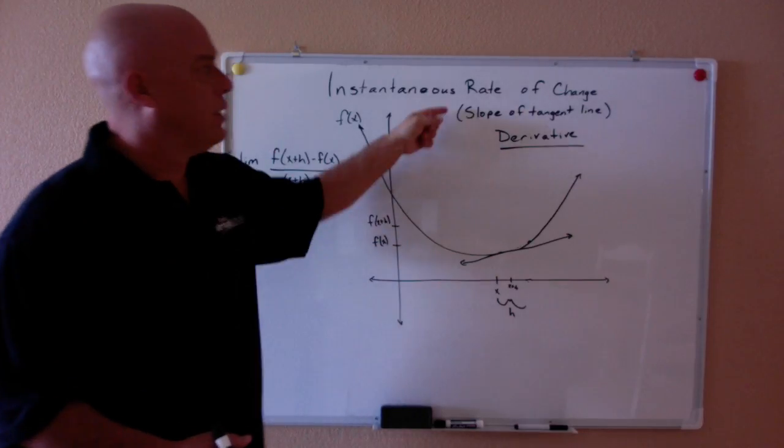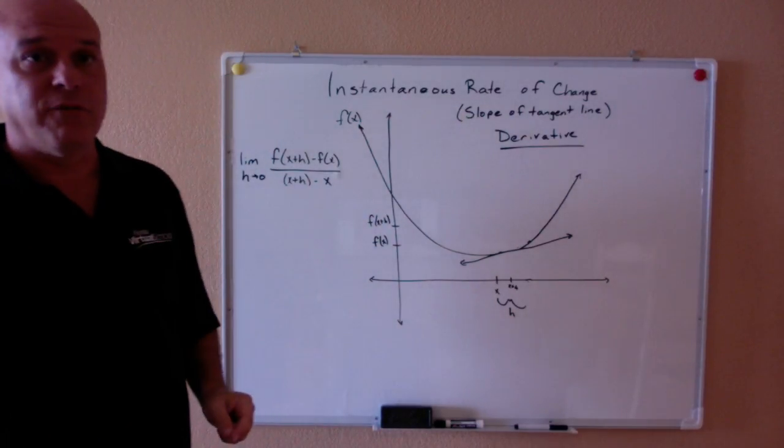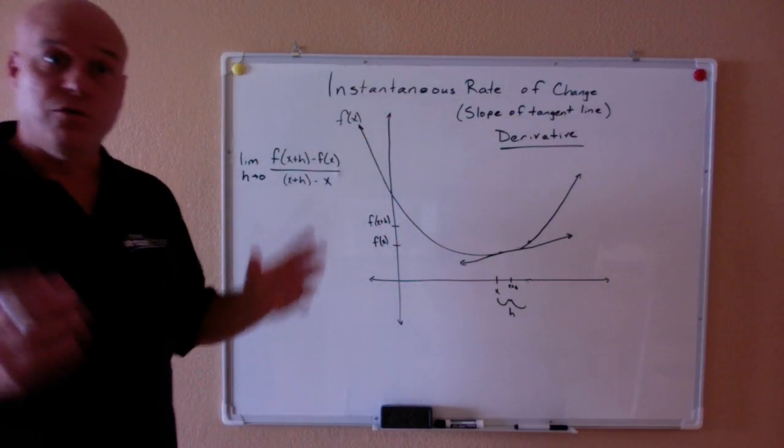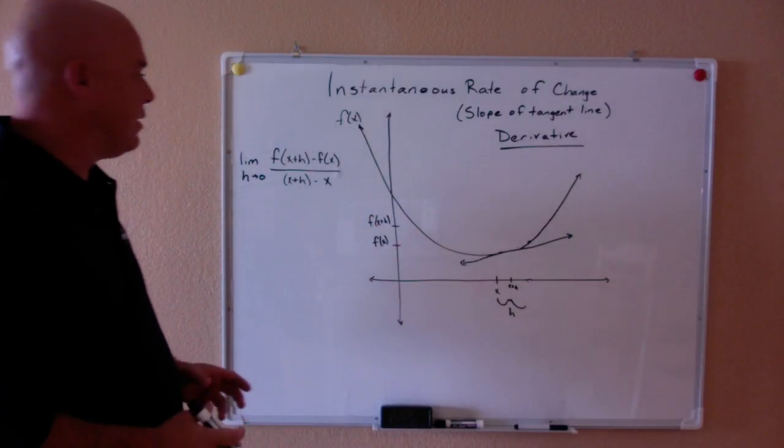If you see derivative, think slope of the tangent line and instantaneous rate of change. If you see instantaneous rate of change, think derivative. Okay? Those things mean exactly the same thing.